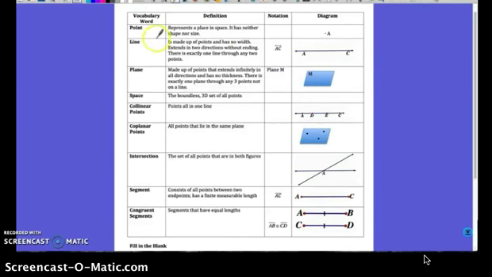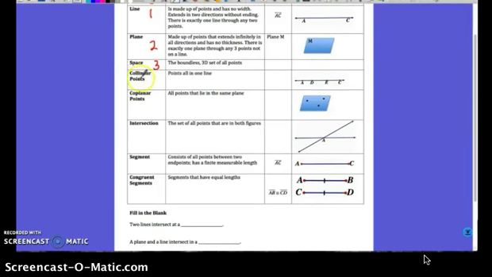So as I mentioned before, we've got a point. It has neither shape nor size. It just represents a place in space. Down here is space. That, of course, is 3D. And then we build, in this case, upwards, no dimensions, one dimension, two dimensions, three dimensions, and we move from a point through to space.